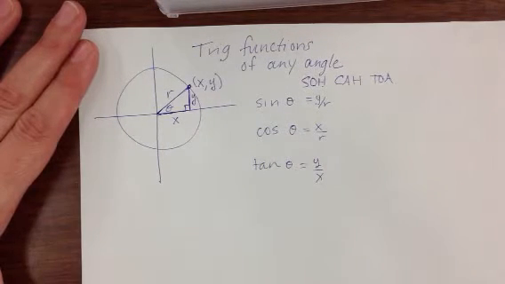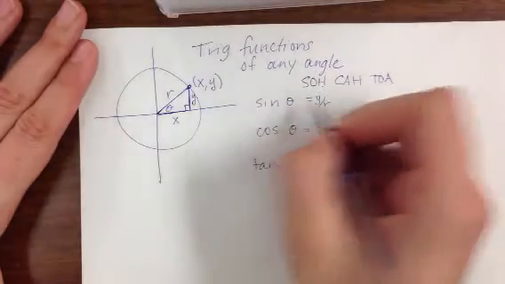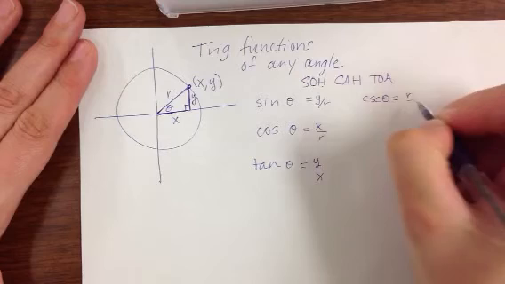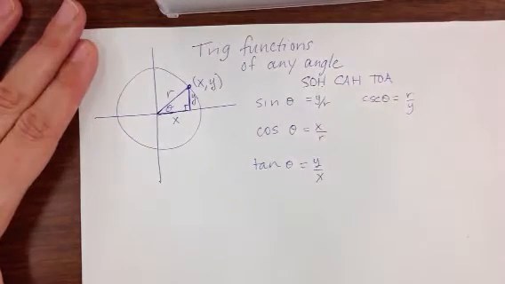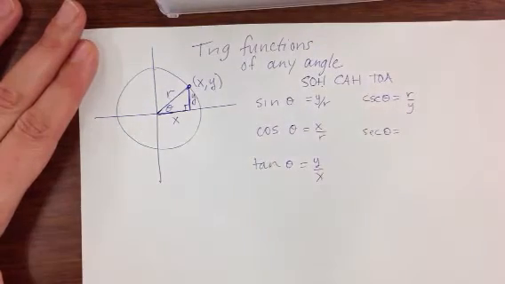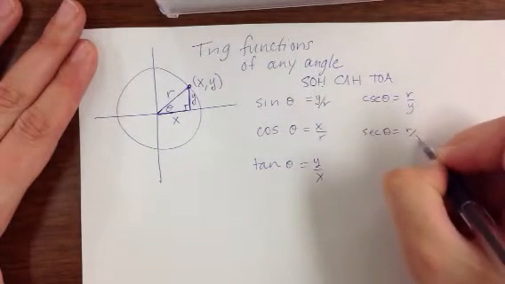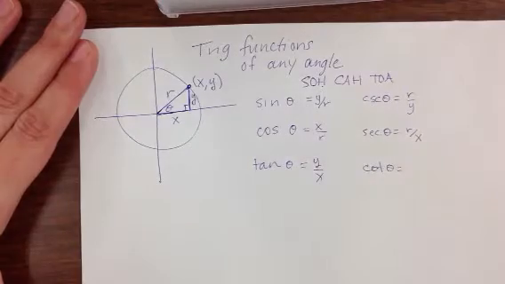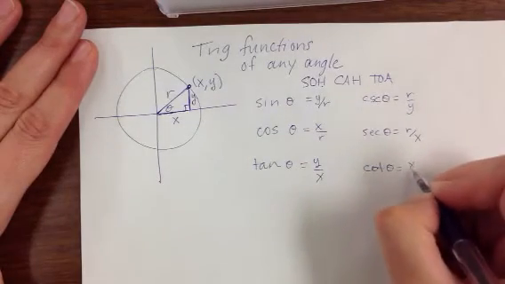And we can look at our reciprocal functions too. So the reciprocal of sine is cosecant of theta. We just flip it. It's hypotenuse over opposite. I look at secant of theta, that would be my hypotenuse over adjacent, and cotangent of theta is adjacent over opposite.